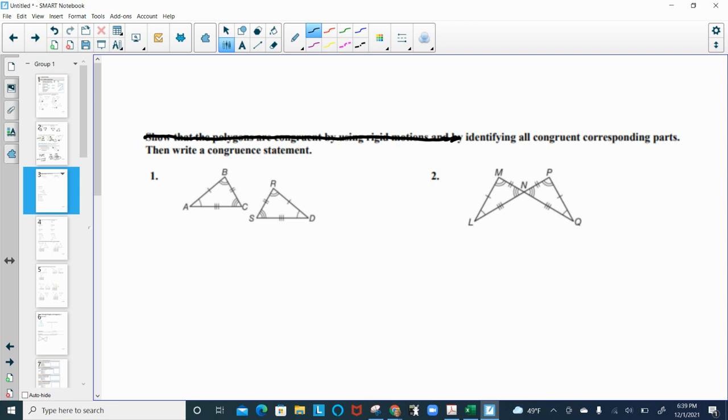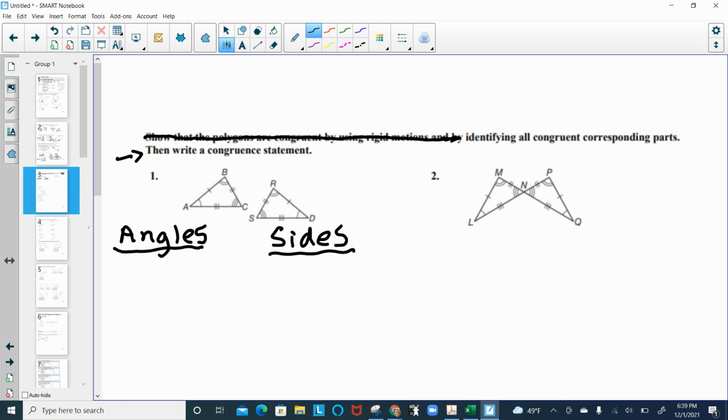And actually that little part. And we're going to identify all the congruent partners, or the corresponding parts. So for this first one, what I like to do is write out all the angles, and I like to write out all the sides. And then I'll do this part: I'll write the congruent statement. Once you have the angles and the sides written out, listed, it's a lot simpler.